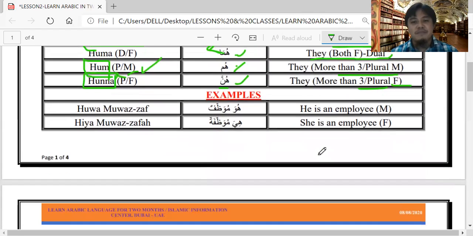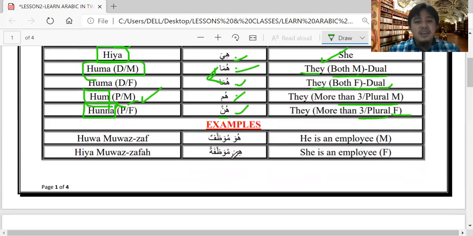An example of that third person is if we are going to use muwaddaf. So this one we can write like th, for us to pronounce this muwaddaf, muwaddaf. That is muwaddaf. Muwaddaf means employee. So now huwa muwaddaf, you can read here. Huwa muwaddaf, meaning he is an employee.